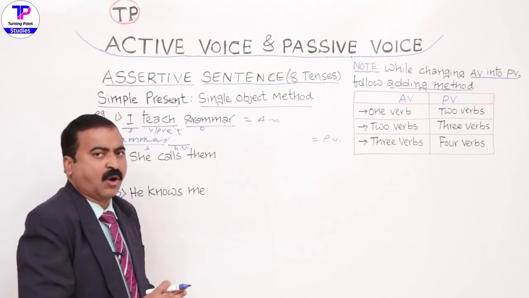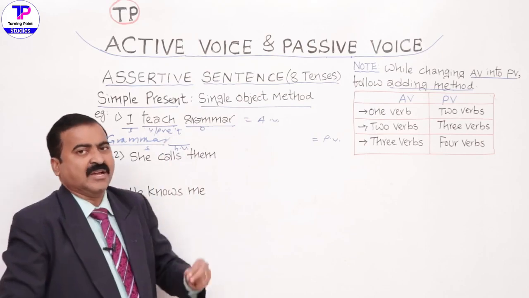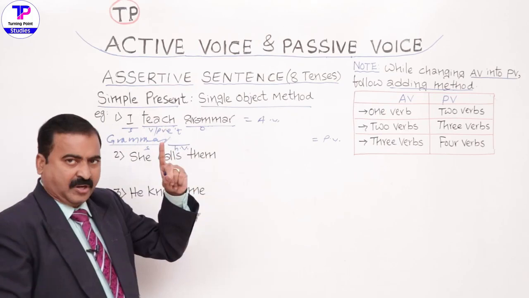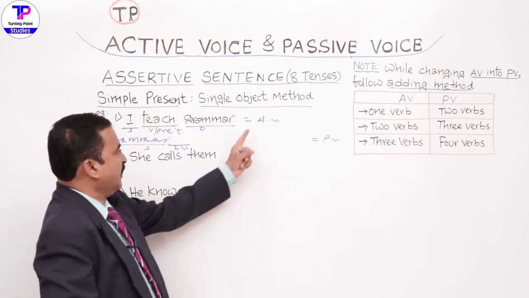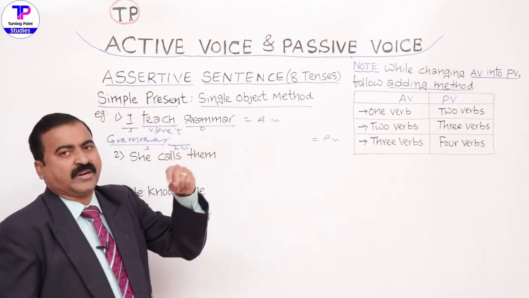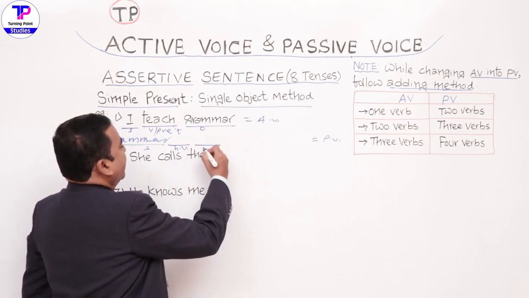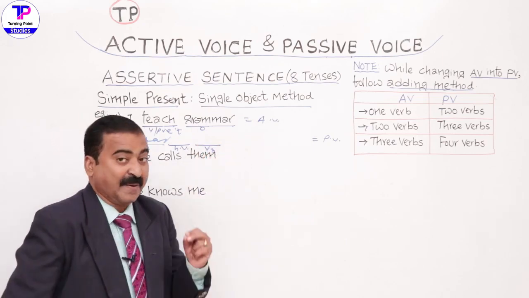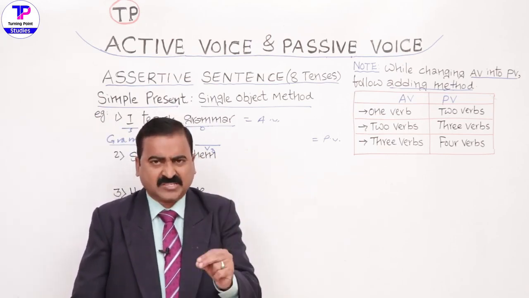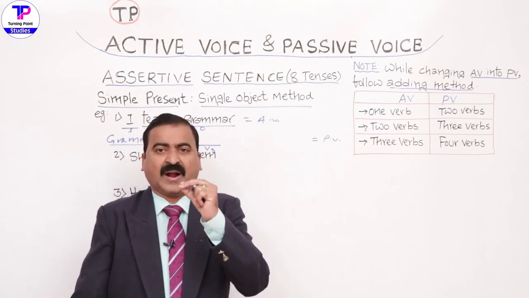Now, to write helping verb, you have to see how many verbs are there in the question. Here there is only one verb. That verb is teach. In active voice, if there is one verb, in passive voice you have to write 2 verbs. What are they? The first one is helping verb and the next one is verb 3. In passive voice, you have to write only verb 3. V3 is called past participle.